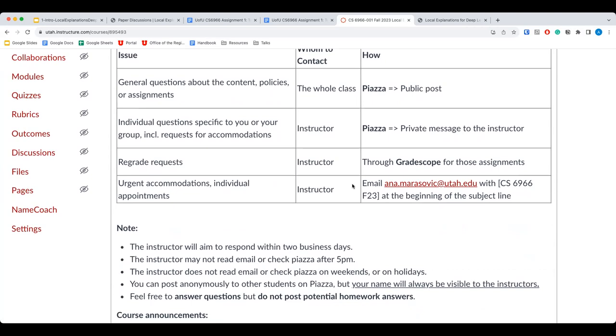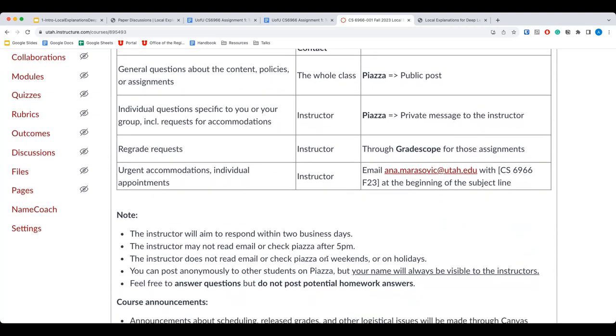Unfortunately, we don't have a TA for this class. So that will be, I think, a little hiccup with how fast the communication goes. So I apologize in advance. I will do as much as I can. But everything goes to Piazza.